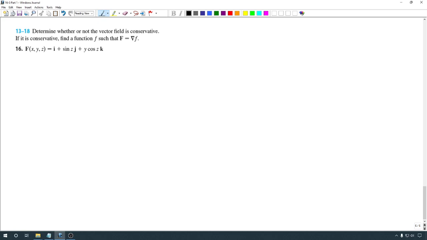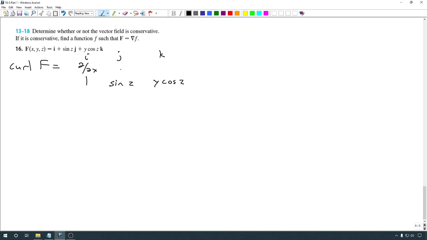What about this vector field? So problem 16, we have i plus sine z j plus y cosine z k. We want to know, is this a conservative vector field? And if so, can we find a potential function for it? So we'll just start with the curl. The curl of f. Again, I'm going to put my vector field in first, in my third line. So I have 1, sine z, and y cosine z. Above those we have i, j, k.